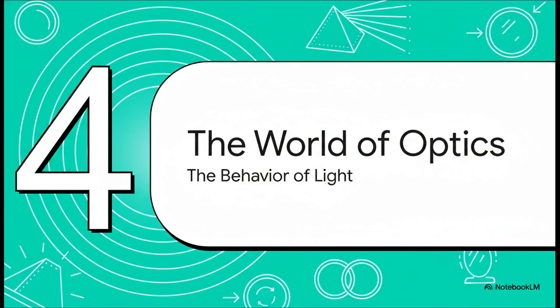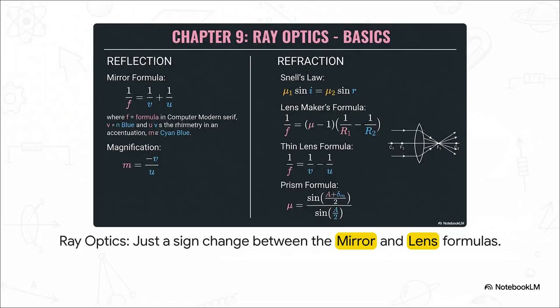Now that we know what light is, let's study its behavior in our fourth section, the fascinating world of optics. In ray optics, there are two fundamental formulas you absolutely need to know. The mirror formula is 1 by f equals 1 by v plus 1 by u, and the thin lens formula is 1 by f equals 1 by v minus 1 by u. See that? The only difference is that tiny plus and minus sign. These formulas relate the object distance u and image distance v to the focal length f.